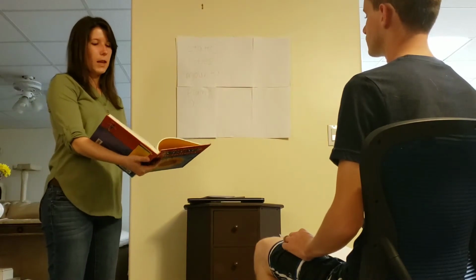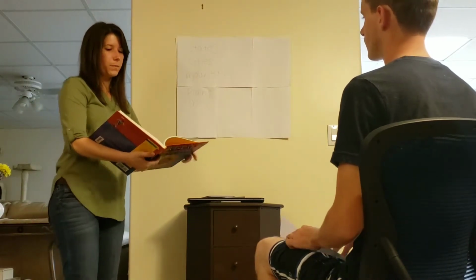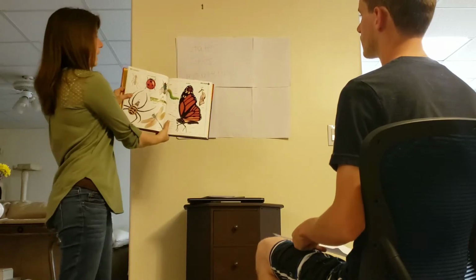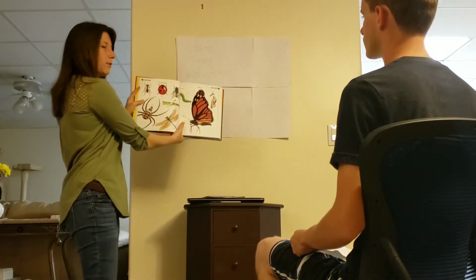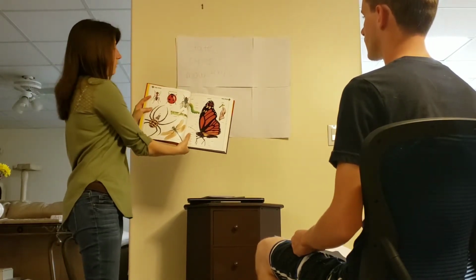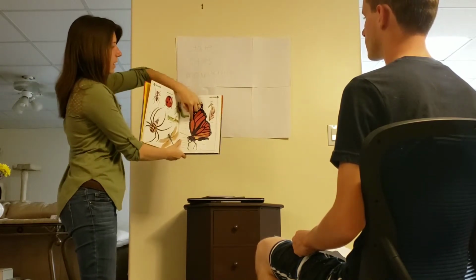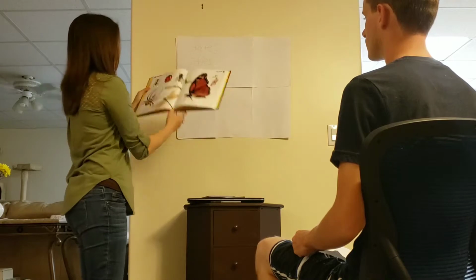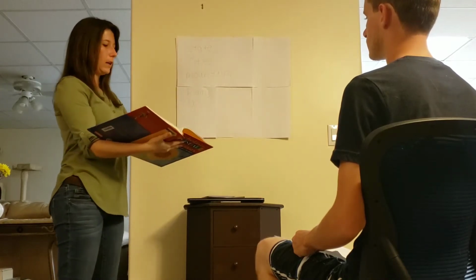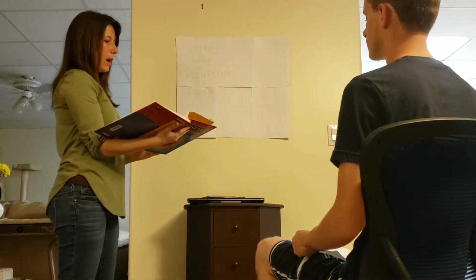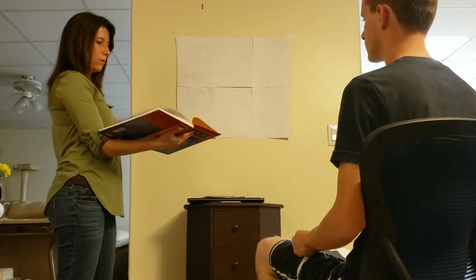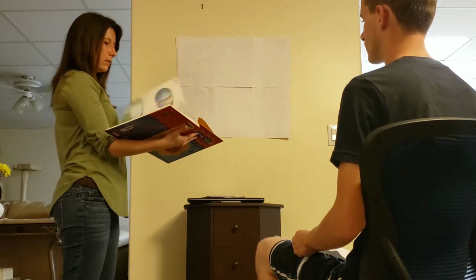Alright, for example, a picture dictionary is going to have a bunch of different pictures that represent the words in them. Like butterfly. It has a big picture of a butterfly.